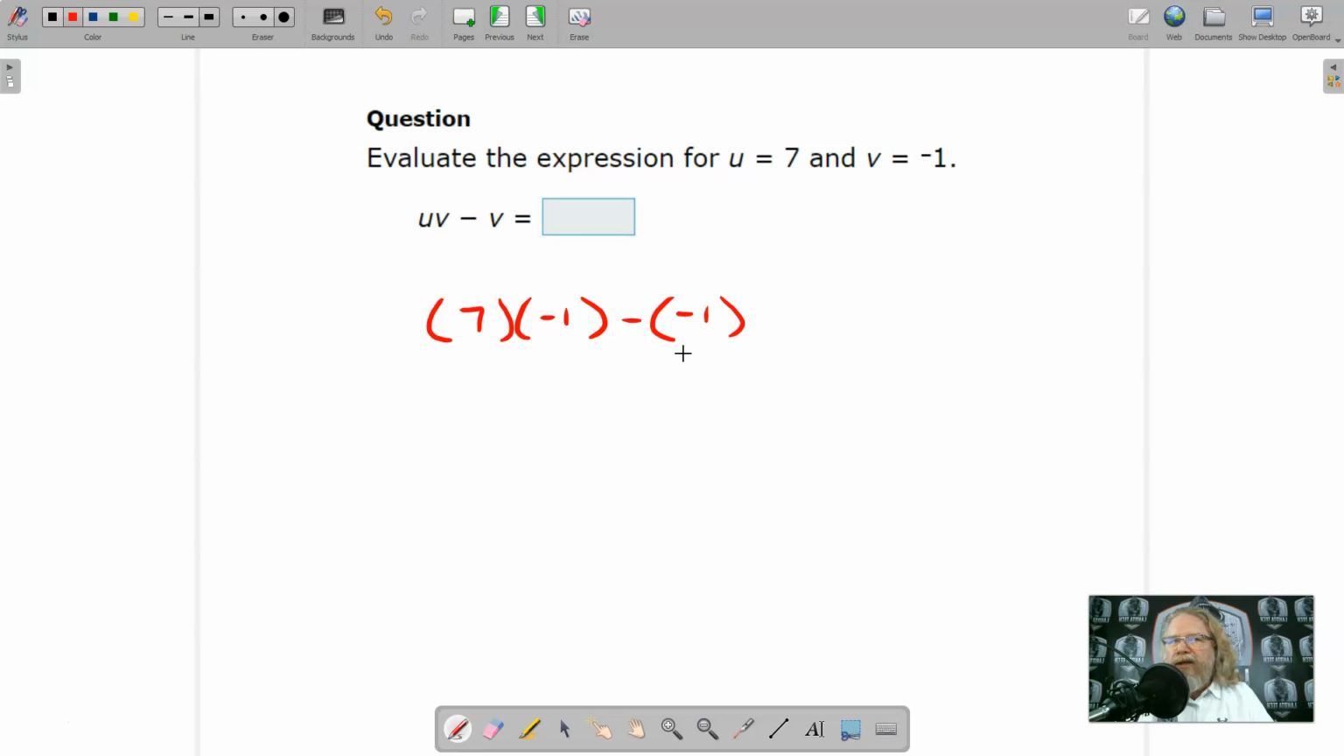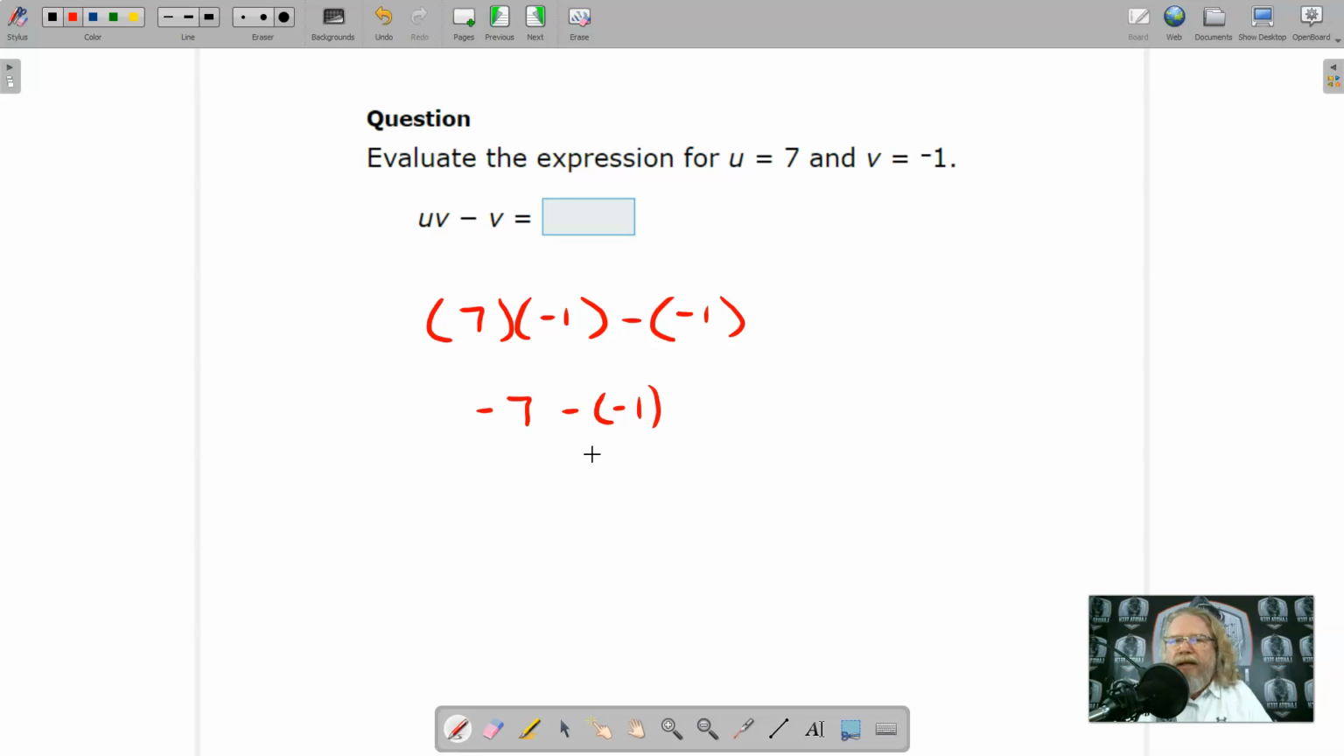So order of operations says that we have to multiply before we can do any addition or subtraction. So we're going to have to deal with this 7 times -1. Well, 7's positive. The -1 is negative. Positive times a negative is a negative, and 7 times 1 is 7. So the product of 7 and -1 is -7. Now let's bring down our minus -1.